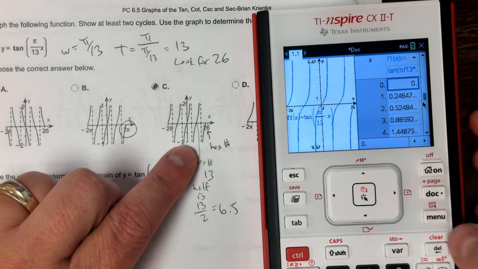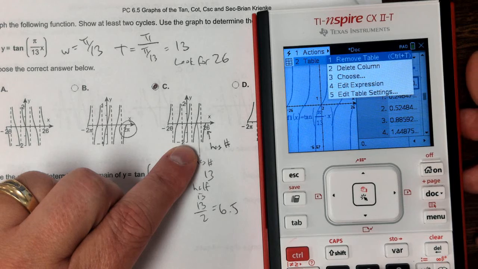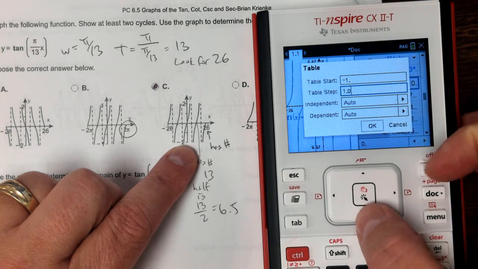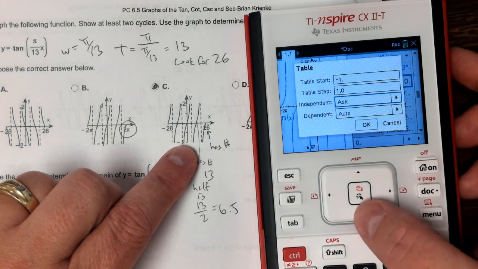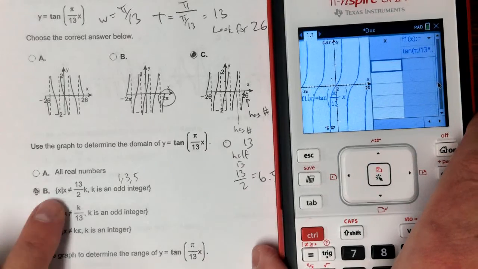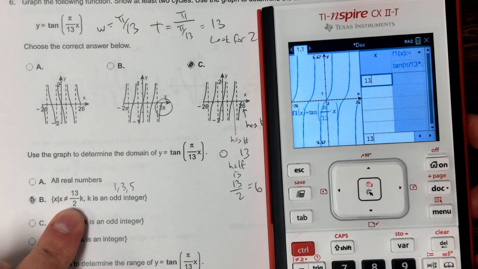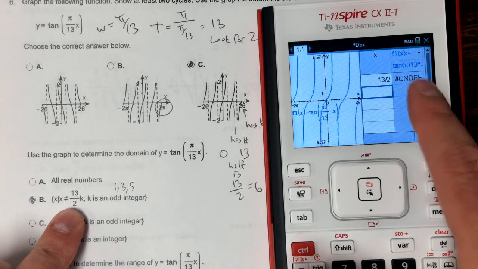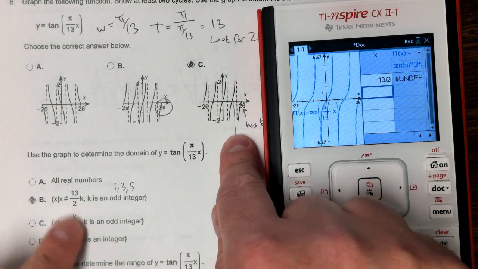what we want is our independent. So go to Edit Table Settings. We want our independent to be ask. Okay, and then when we do that, we could put in 13 halves, and in this case it's undefined, which means that's, you know, your asymptote.